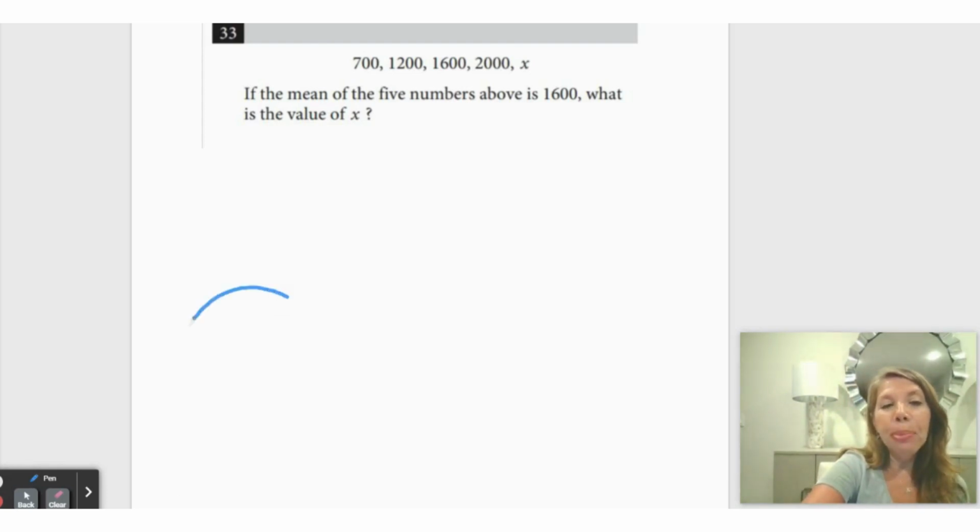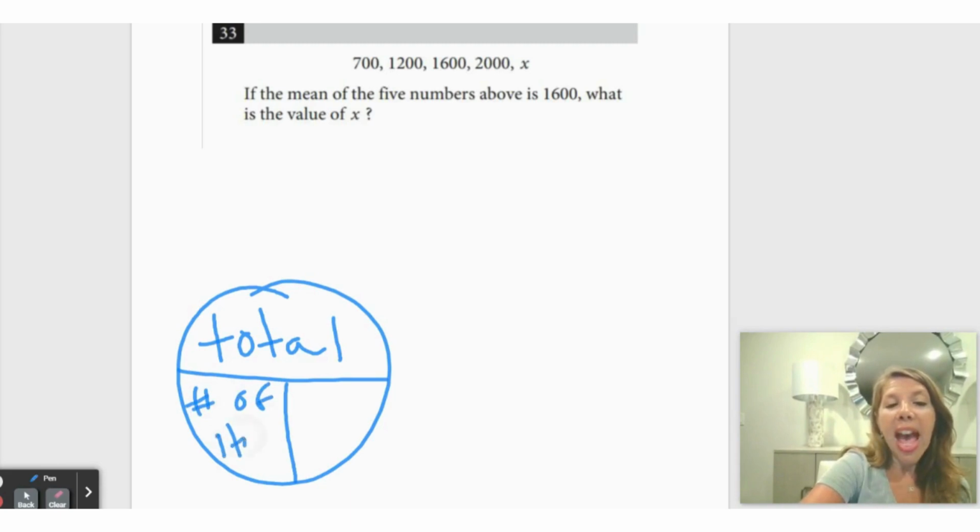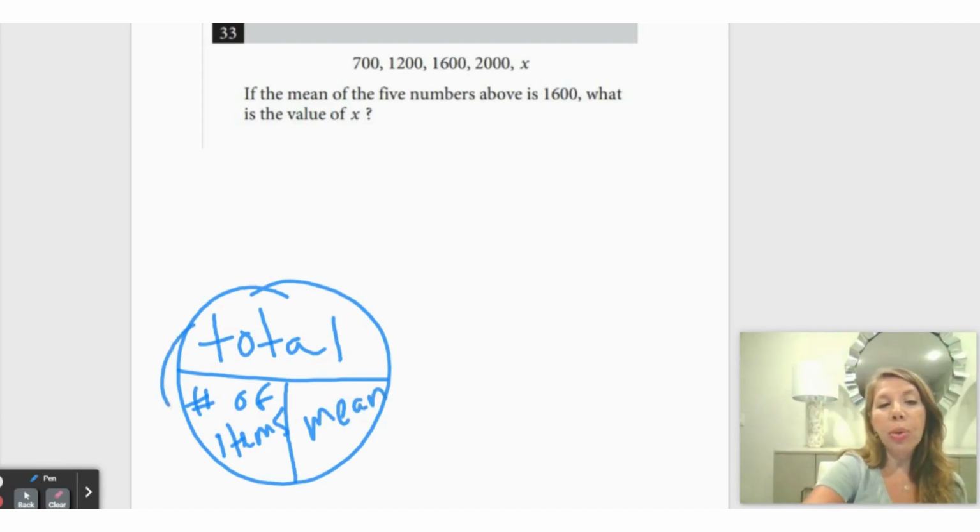And how the average piece wheel works is that it has 3 main components. The first component is the total of the items. The second component is the number of items itself. And the third component is the mean. And how it works is that the total divided by the number of items gives us the mean. The total divided by the mean gives us the number of items. And the number of items times the mean gives us the total.